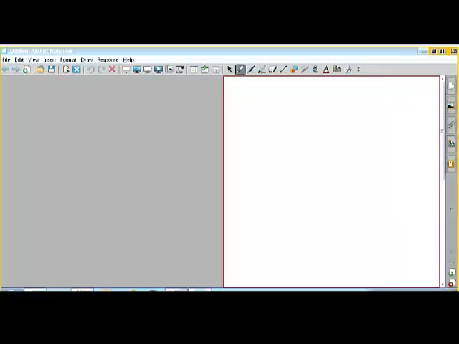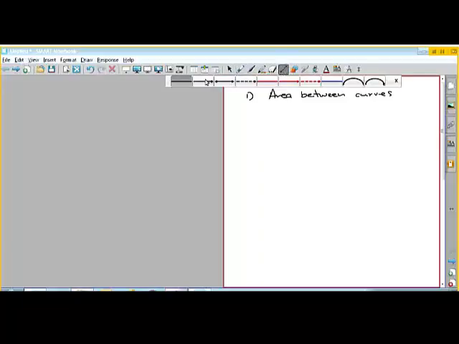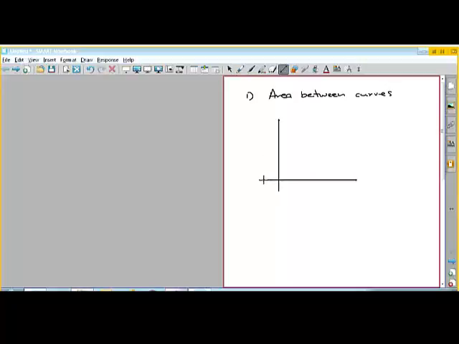So here's our review for the Chapter 7 test. There'll be one problem where you have to find the area between curves. So this is section 7.1. It's pretty straightforward. I'll give you two equations, and you'll see a plot of the two functions. Let's say something like this.